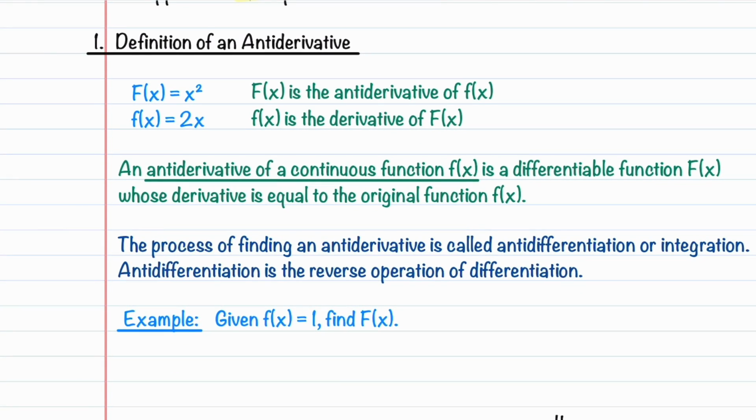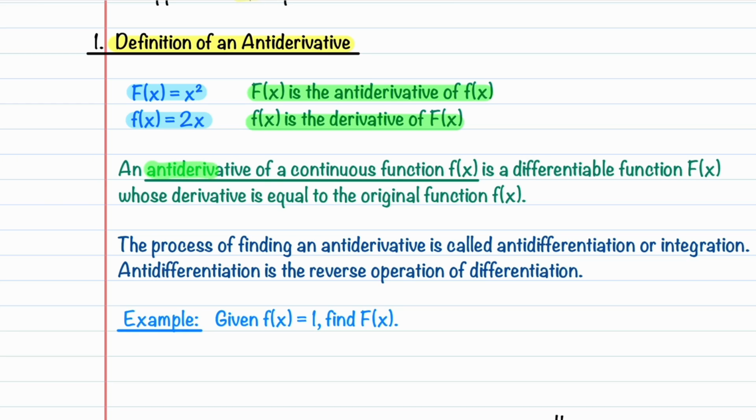Let's start by learning how to find an antiderivative. If we're given a function capital F of x is equal to x squared, we can let little f of x be its derivative, and that's equal to 2x. Little f of x is the derivative of capital F of x, and then capital F of x is called the antiderivative of little f of x.